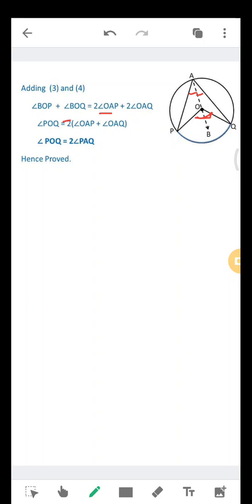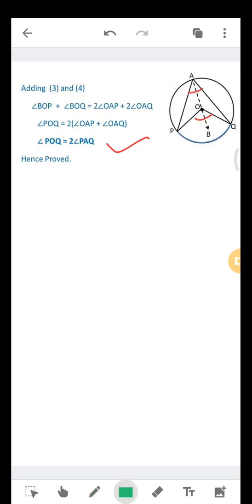So BOP plus BOQ, taking 2 common, I'll get twice of OAP plus OAQ. BOP plus BOQ together you can write as POQ, and OAP plus OAQ you can write as PAQ. So finally we get POQ is twice of PAQ.